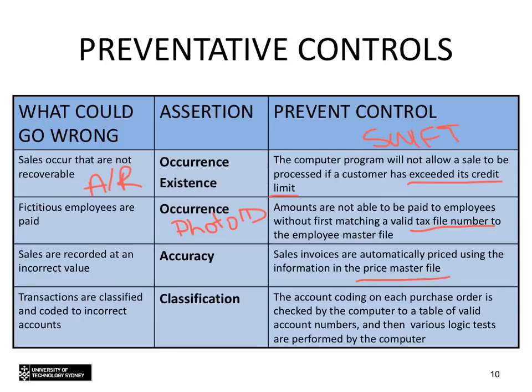What if I make sales at the incorrect value? I could have some sort of master price file, perhaps linked to a barcode system, barcode scanning. And what about transactions doing the correct debit and credit? I could use the computer to check that it's going to the right place. If I'm making sales, my debits can only be cash and accounts receivable. My credits can only be to revenue-related accounts, perhaps.